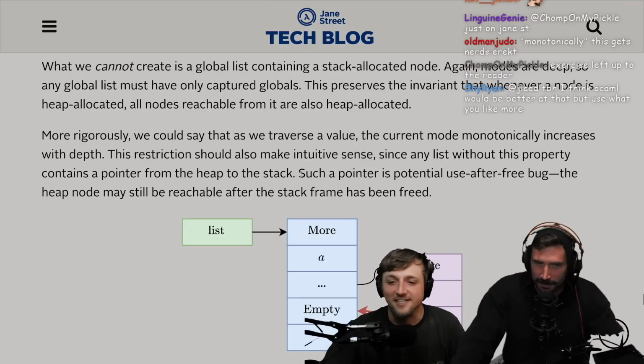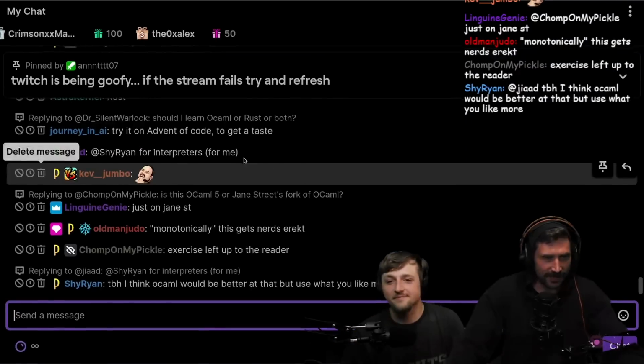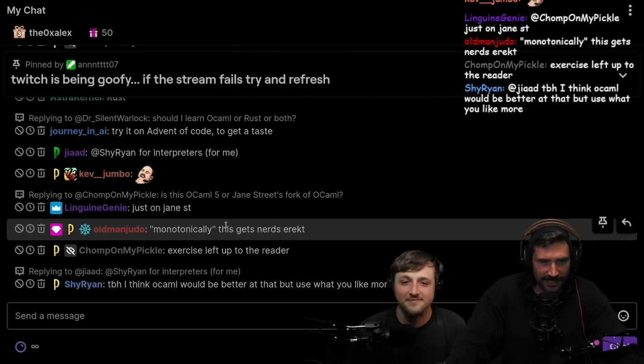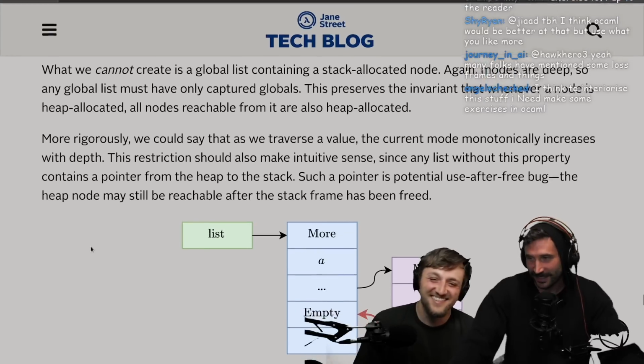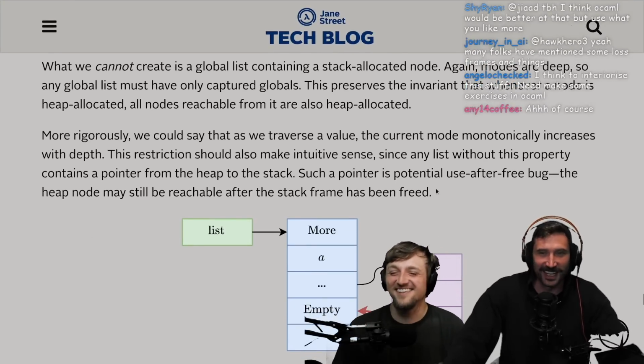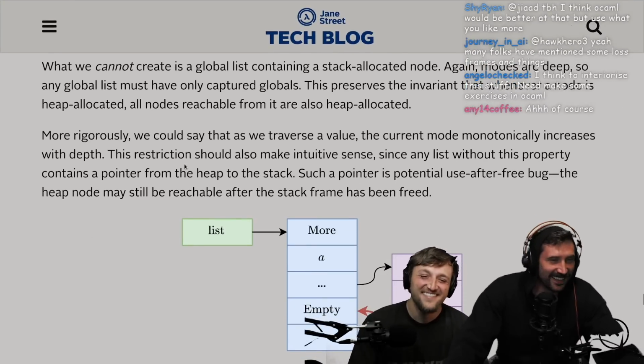Check what Judo said in chat. Okay, he's not wrong. Let's see. Monotonically, this gets nerds erect. This does. That's why there's even an entire clock called the monatomic clock. People love it. All right.